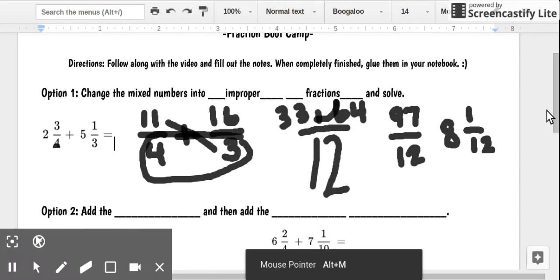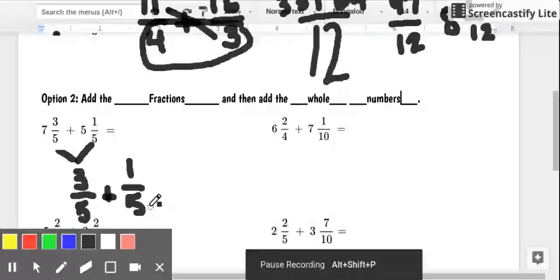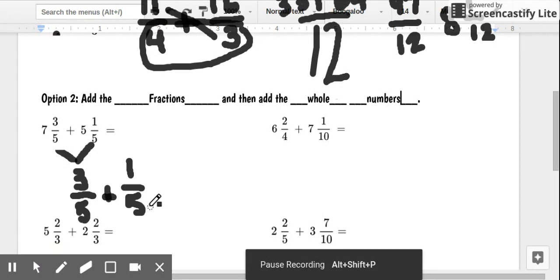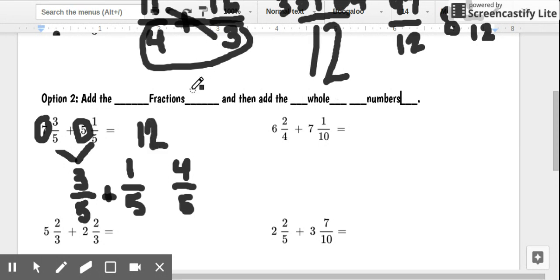The method I prefer is the one on the bottom here, where you add the fractions, and then separately you add the whole numbers. In this example, 7 3/5 plus 5 1/5, you literally just pull out the two fractions and add them. So 3/5 plus 1/5 equals 4/5, and then the last part is adding your whole numbers. So you have 7 plus 5, which is like kindergarten math, and then your final answer is 12, because that was your two whole numbers, and 4/5. So that's my favorite method.